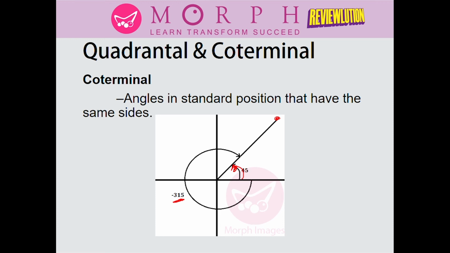So, ang mangyayari, pwede natin makita na ito at saka dito, same sila ng terminal. Hindi lang yan, guys. Pwede ko kasing sabihin that this is another coterminal angle. So, yung 45, dinagdagan ng isang buong ikot plus 360, that's another coterminal of that angle.